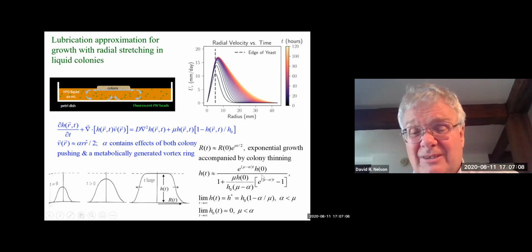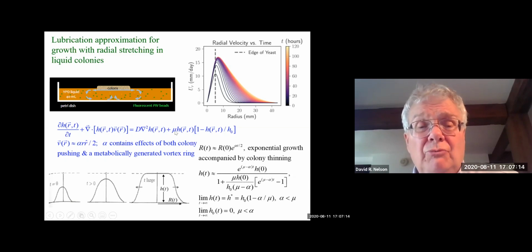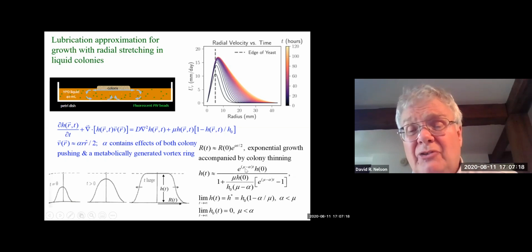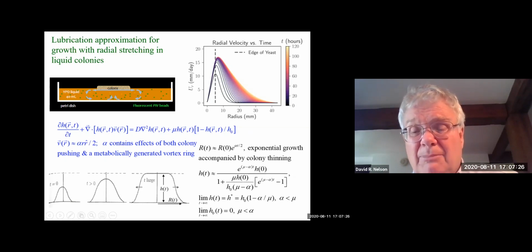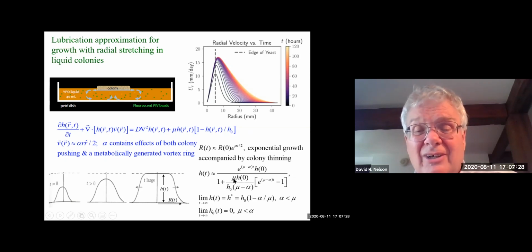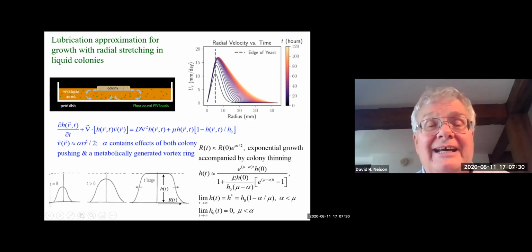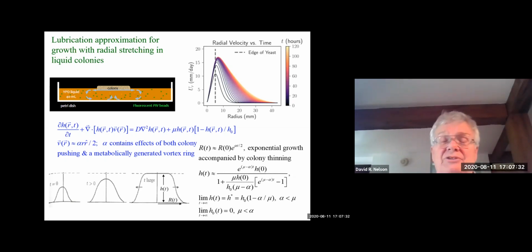And the compromise between that stretching and the reproduction embodied in this logistic term is to produce a height that obeys this equation. So if alpha, the stretching, isn't too big compared to the reproduction rate mu, the colony thins out, but it thins out to a finite value given by h naught times 1 minus alpha over mu over long times. But if mu is less than alpha, we get what we call a thinning catastrophe, and it will thin out to 0.